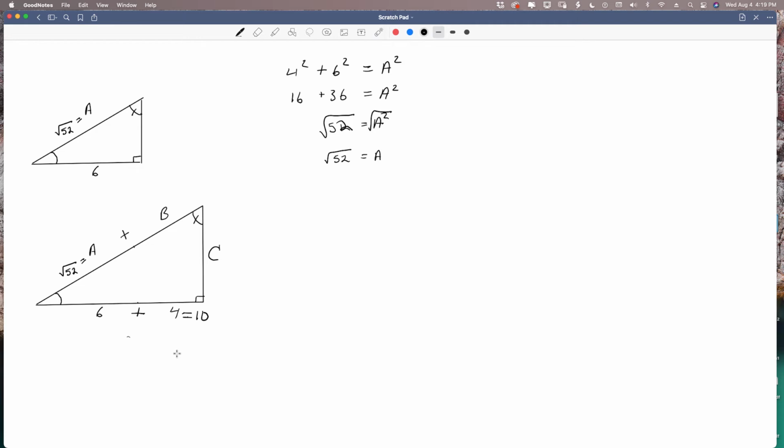So we have a scale factor now. We know that 6 has a scale factor that takes it to 10, so we can figure that out. So 6 times some scale factor takes us up to 10. So our scale factor is going to be 10 over 6, which reduces to 5 over 3. Right? So now we can find out what C is pretty readily.